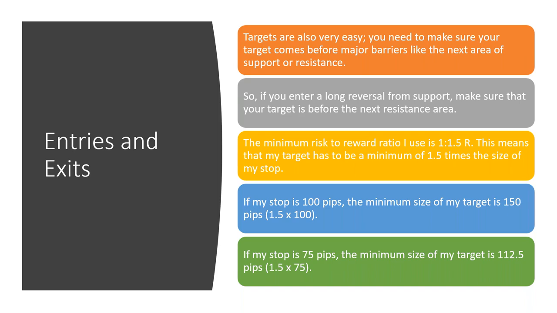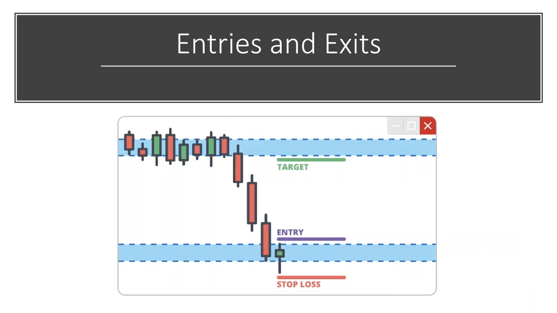You need to make sure your target comes before the next major barrier, like the next area of support or resistance. So if you enter a long reversal from support, make sure that your target is before the next resistance area. Okay. So your target would be below this resistance area. If you start calculating this for your risk-reward ratio, and you find your target must be above to fit your calculations, guess what? You can't make this trade.